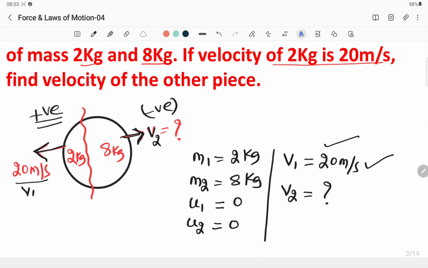This is a small piece. This 2 kg is a small piece. That's why it will move with a heavy velocity. Correct, no? And this is more mass. This is a heavy piece. So that's why it will move with a less velocity. Are you understanding my point, what I am trying to say?